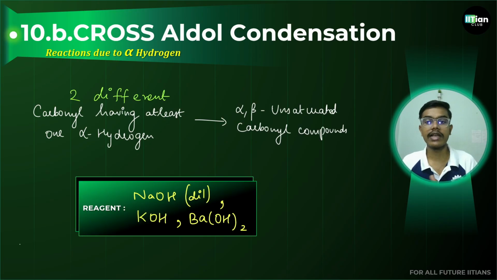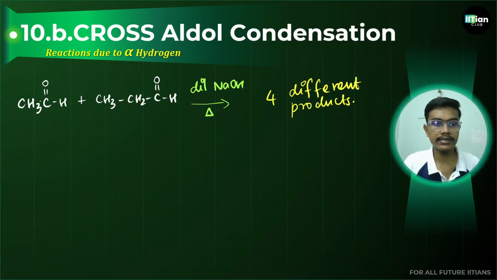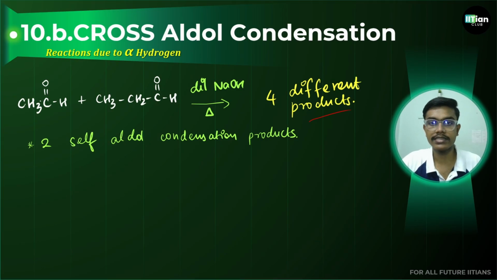Next, we have cross aldol condensation. When we have two different carbonyls, each having at least one alpha hydrogen, two different aldehydes are present over here, and the reagents are the same: diluted NaOH, diluted KOH, and barium hydroxide. Let's take this example wherein you have two different aldehydes reacting with dilute NaOH. You get four different products, as you can see over here. The first two are the self aldol condensation products, and the next two are the cross aldol products.